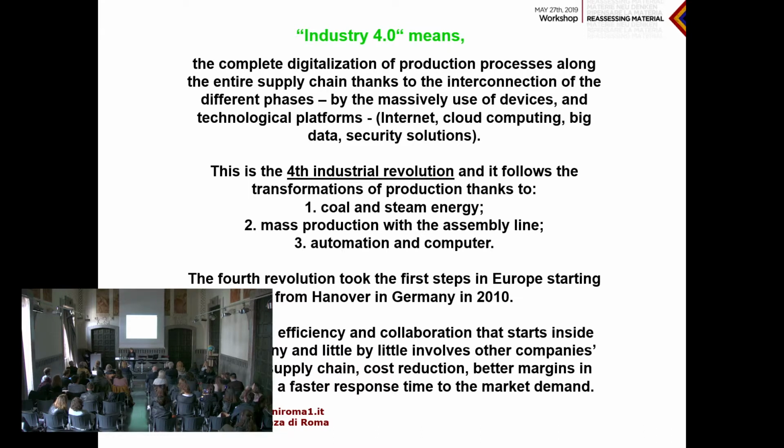This is the fourth industrial revolution, and it follows the transformation of production thanks to the first one, coal and steam energy, the second one, mass production with the assembly line, and the third, automation and computers. The fourth revolution took its first steps in Europe, starting from Hanover in Germany in 2010. The goals: efficiency and collaboration that start inside one company and little by little involve other companies, including the supply chain, cost reduction, better margins in growth, and a faster response time to market demand.